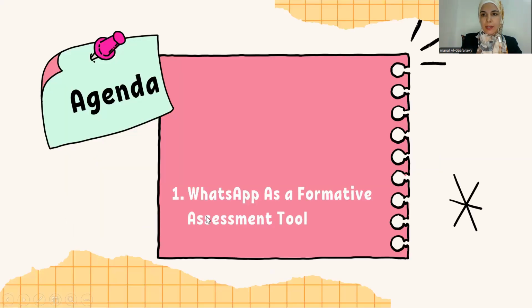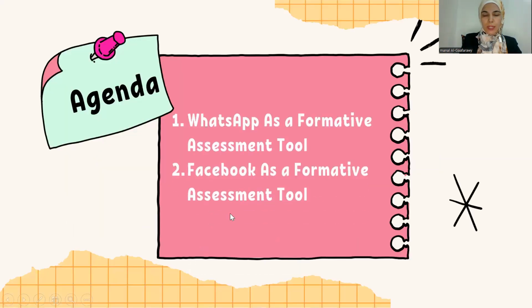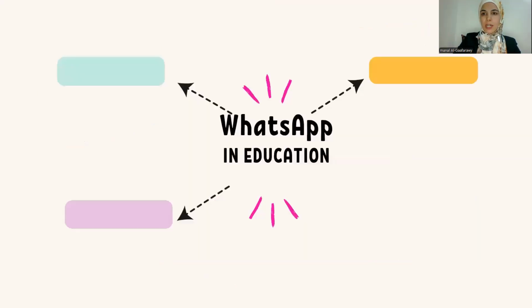I'll be talking about two things in this webinar. So this webinar will be divided into two sections. In the first section, I'll be discussing WhatsApp and Facebook as two formative assessment tools, and then I'll move on to discussing the potential and affordances of the formative AI website, and it's a really efficient website that revolutionizes the world of formative assessment. So let's start with WhatsApp.